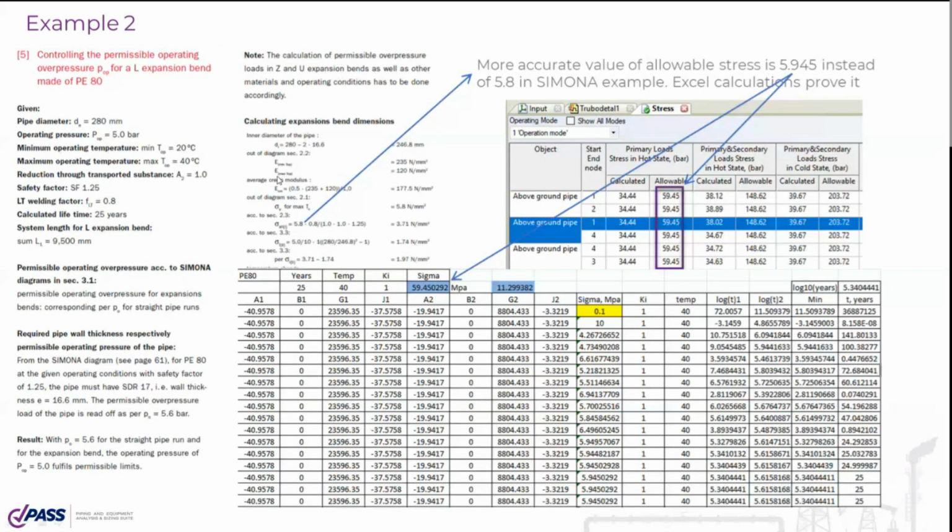And there is another example. Also, we calculate the allowable stresses, but actually we found a mistake in the example of the Simona Engineering Guide. In StarProf, the allowable stress is calculated more accurately. They just round some values, but in StarProf we calculate more accurately. Okay, but it's approximately the same values.